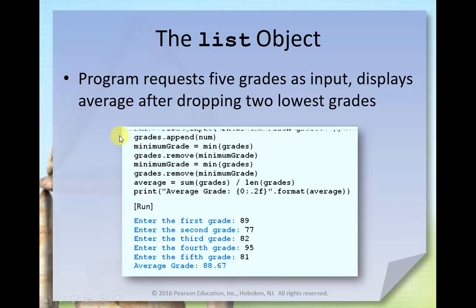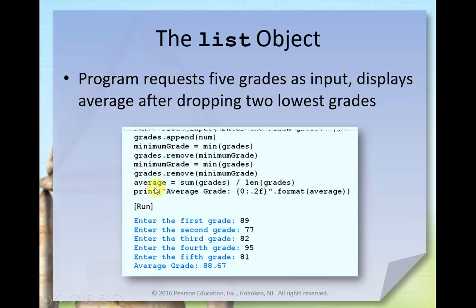Once we've got all 5 of our grades in there, we can set up a new variable called minimum grade, and using our function called min on the list grades, that will return the first of the minimum grades. Then we'll remove that, and we'll then repeat this operation because we wanted to drop the two lowest grades. It's the next minimum grade, and we'll remove it again.